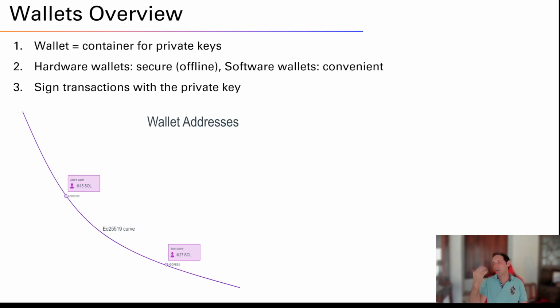And that means that when the address was generated, or a key pair was generated, the wallet address falls on this line. Now, with PDAs, as we'll see later, it's different, but at least for public-private keys, they fall on this line. This is obviously a mathematical function. Again, we don't need to go into the details of this.